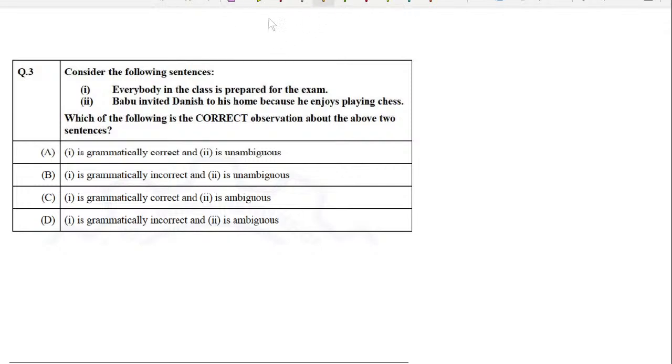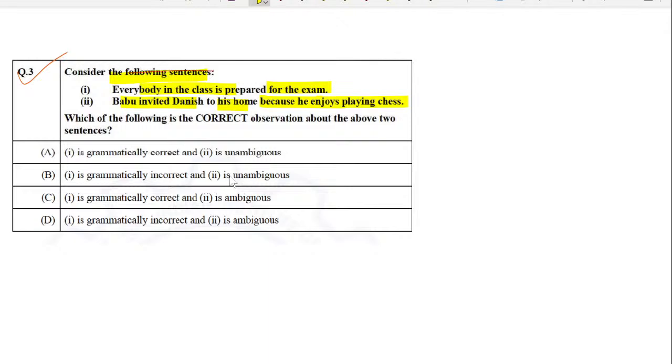Okay, now we are solving question number 3 from GATE 2021. This is question number 3. The question says: consider the following statements. Number 1, everybody in the class is prepared for the exam. Number 2, Babu invited Danish to his home because he enjoyed playing chess. Okay, so there are 2 statements, and this question is based on English comprehension.